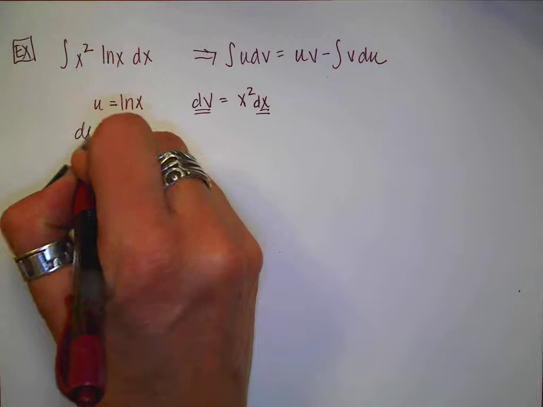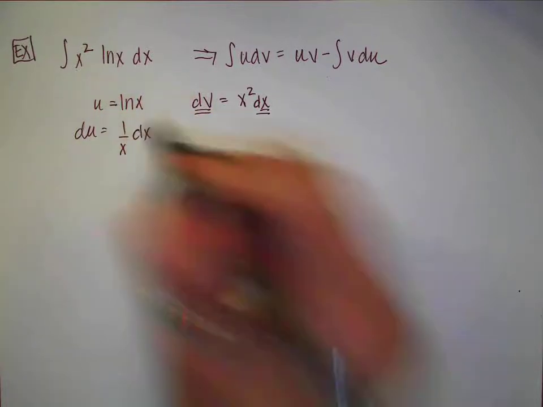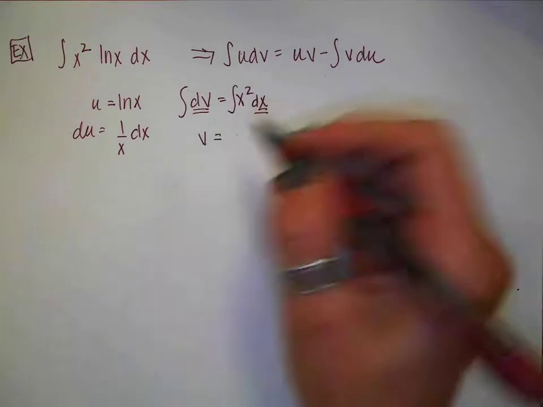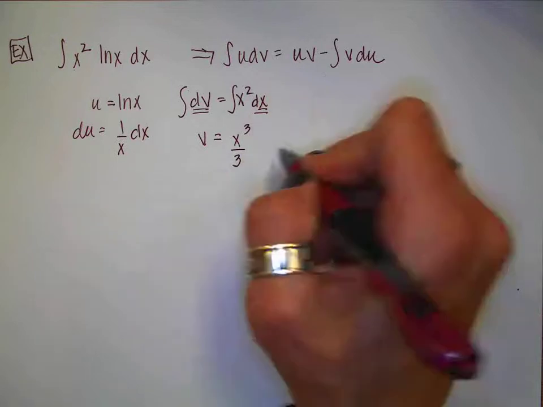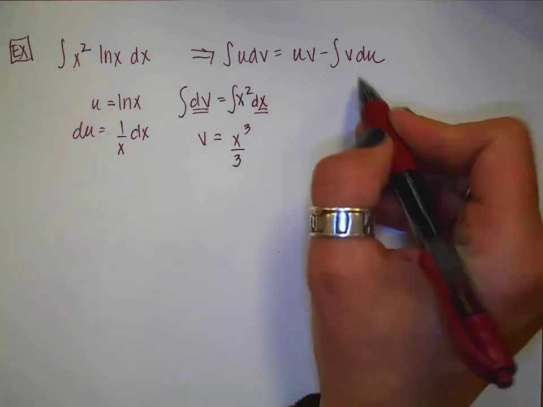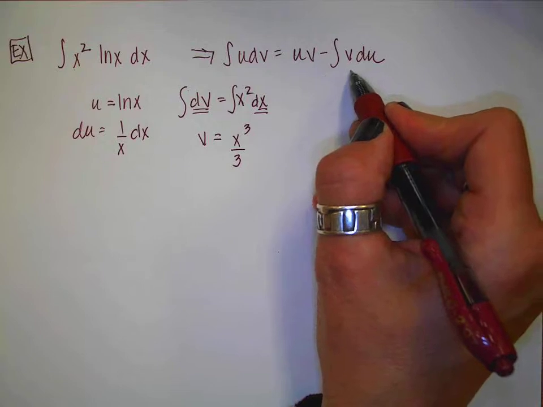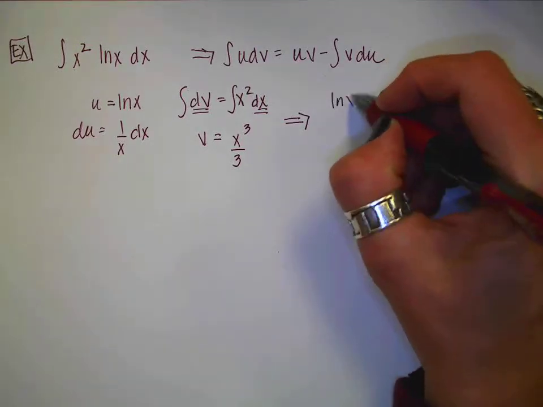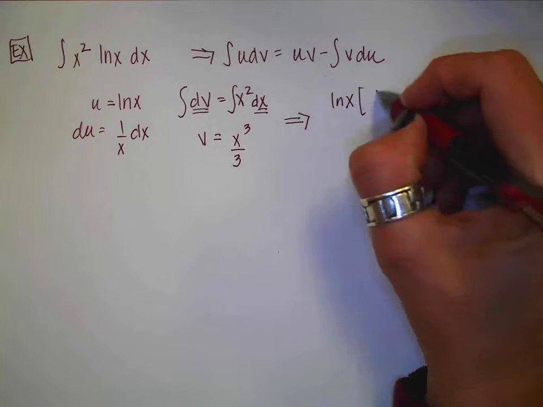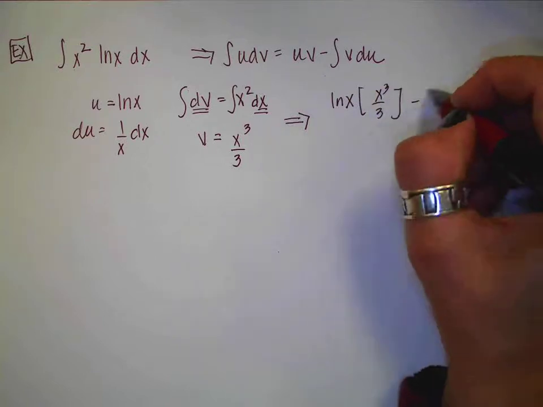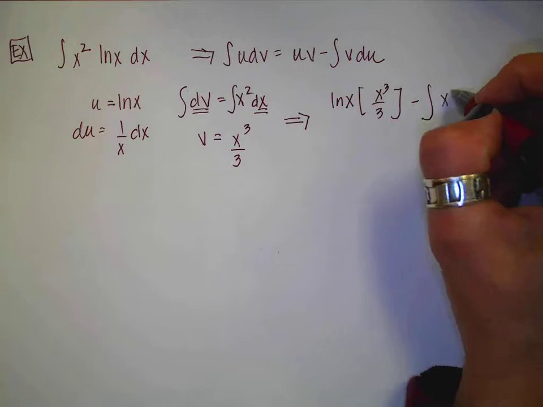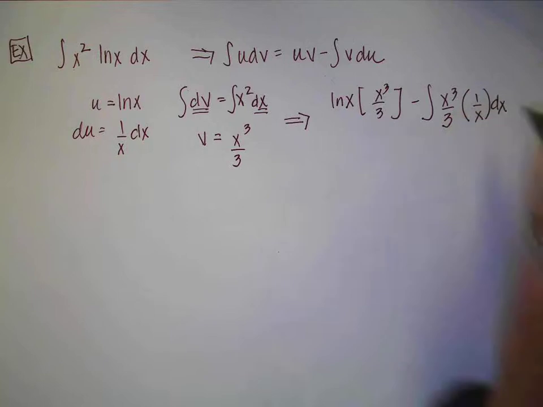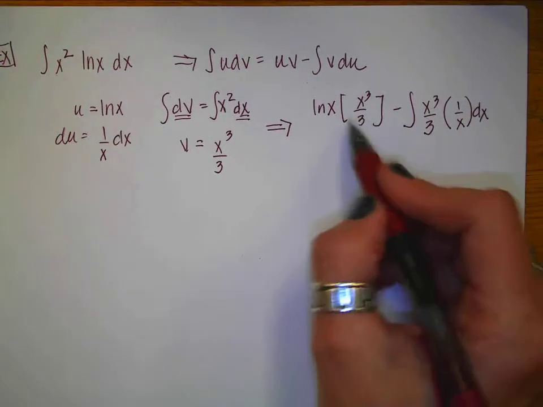So now I'm going to find my other pieces. So du is 1 over x dx, and if I integrate this, I'm going to get v is equal to x to the third over 3. And remember, I'm not going to put my plus c because I'm going to get one from this step in the process. So now I substitute everything in. So I'm going to have u, which is the natural log of x, times v, x cubed over 3, minus the integral of v, x cubed over 3, and my du is 1 over x dx.